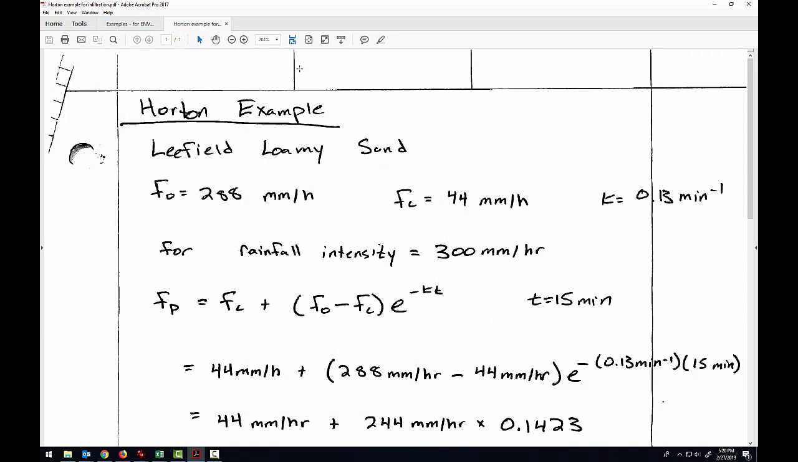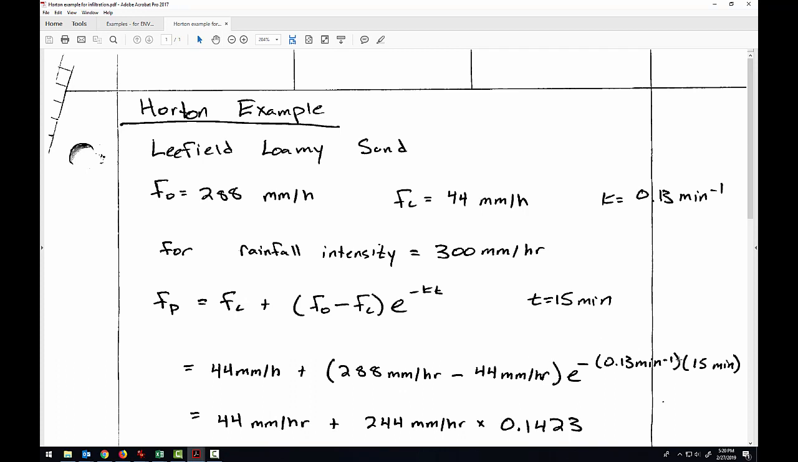So plug and chug, as they say. So what we start with is the minimum amount of infiltration. And so for the Lee-filled loamy sand, this F sub C at a baseline is going to be 44 millimeters per hour. And then the rate of infiltration builds from there. And so this F naught minus FC is basically how far away are we at any given time from the initial infiltration rate, the difference between that initial going down to the minimum or the final infiltration rate.